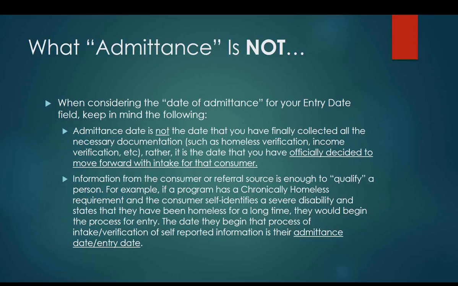The reason that HUD is doing this is they want to see, from the time a person expresses interest in a program or is referred to a program, how long does it take to actually get them into housing? It's important to note that it is information from the consumer or referral source. It does not have to be documentation from the consumer or referral source. It can just be a verbal confirmation. So my example is if a program requires a chronic homeless status to enter the program, and a consumer has approached that program staff and said they're interested in the program and they have a disability and that they've been homeless for quite some time, that is enough to start the process for entry. And that date that they start that is their new admittance or entry date.